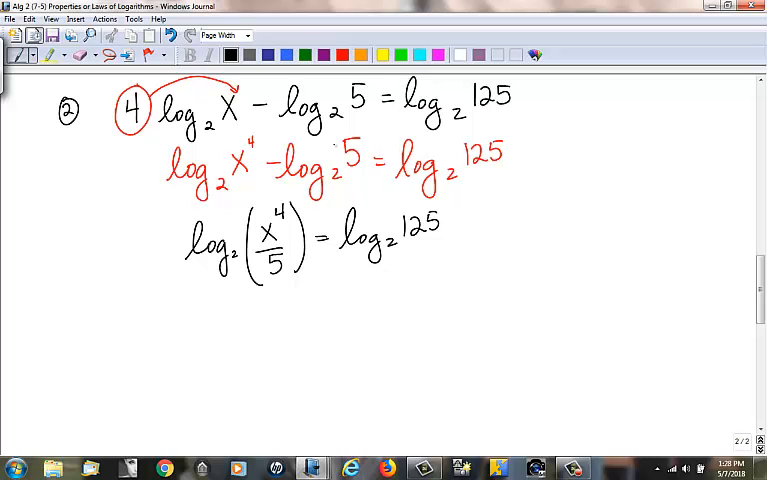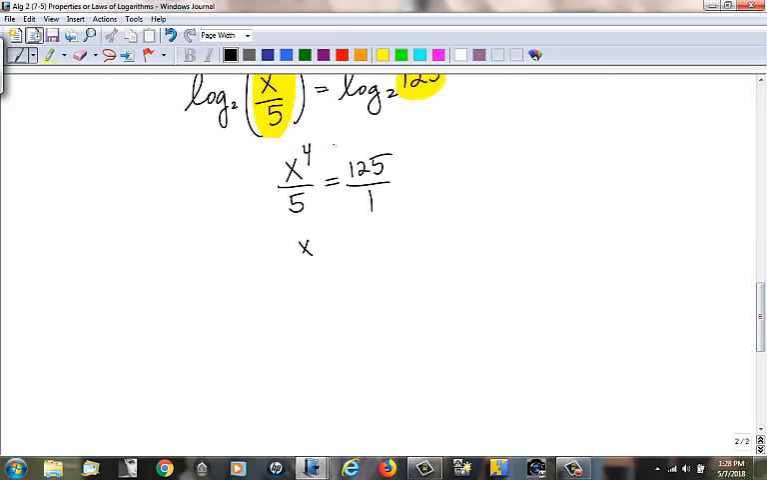Those bases are the same, so you can set x to the 4th over 5 equal to 125. That's like over 1. Cross multiply, and you get x to the 4th equals 625. Take the 4th root.